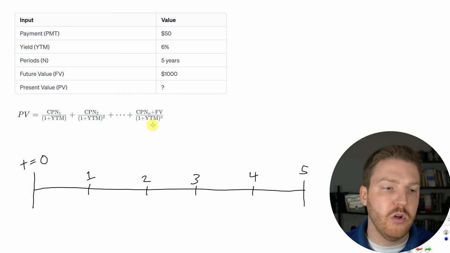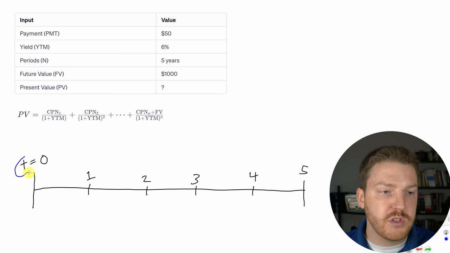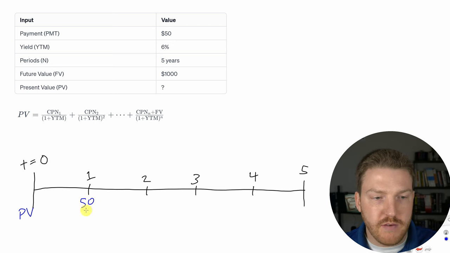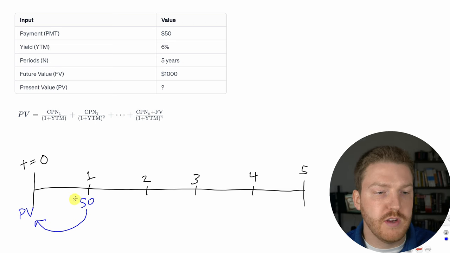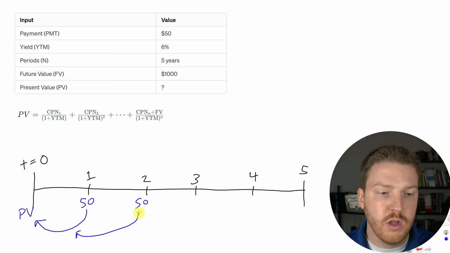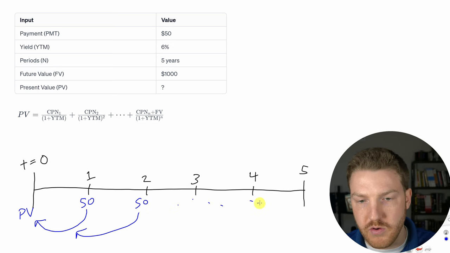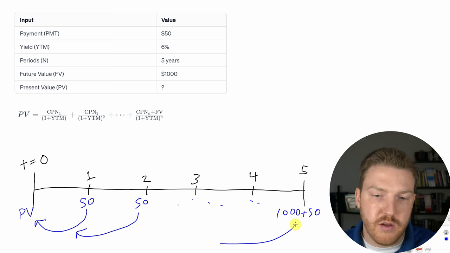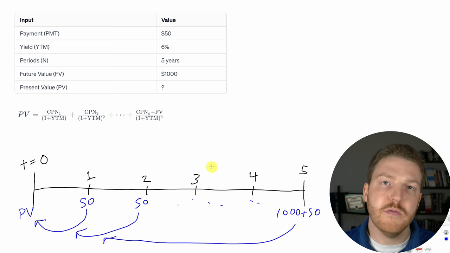So if we map out all these cash flows, you'll see that at time zero, so today, we're wanting to calculate the present value. And then 1 year from today, we're going to get $50, but we're going to have to discount that value back to whatever is the present value of $50 1 year from now to today. And then it's going to be the same thing for year two, same thing for year three, same thing for year four. And then at the fifth year, we're going to have to take $1,000 plus the $50 and discount that all the way back to the present value of today.